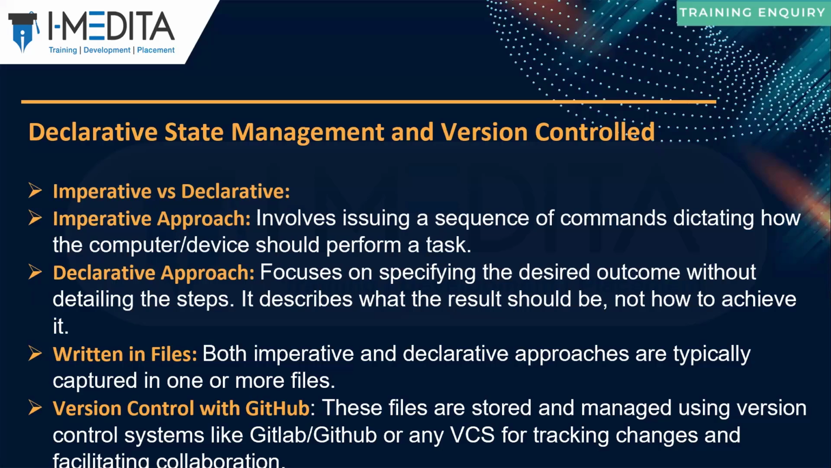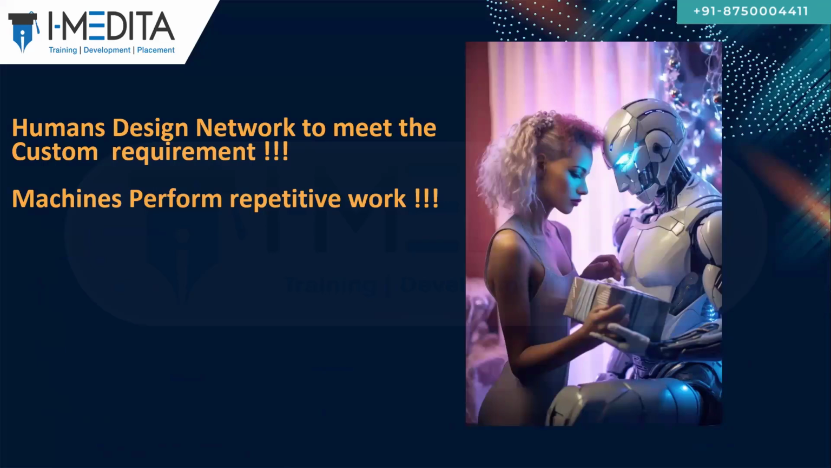That's the basic difference. Both imperative and declarative operations are typically captured in one or more files, which we call a state file. Taking the example of Terraform, it's a .tf file that is maintained. And those files are also stored in your VCS system, facilitating the collaborative approach of development. The first part, why to automate, is over here.